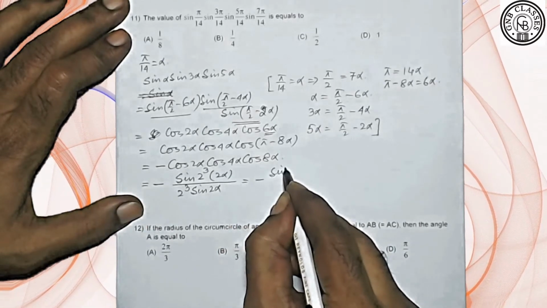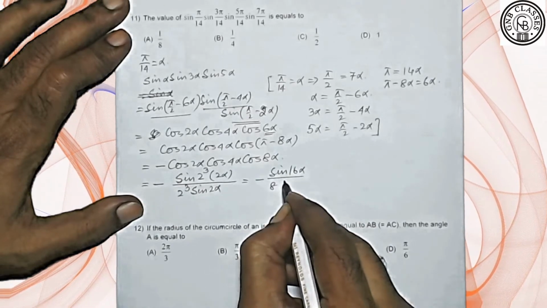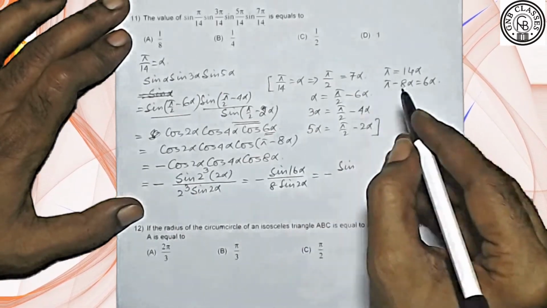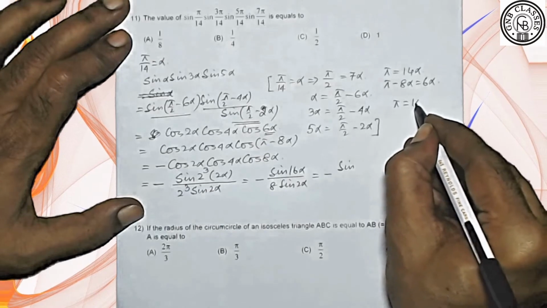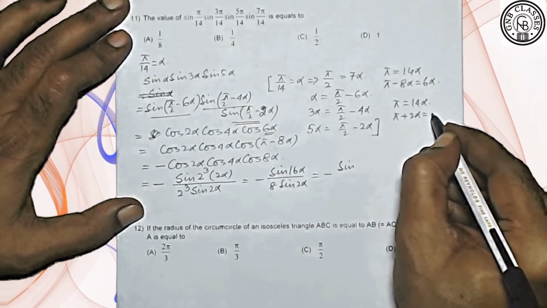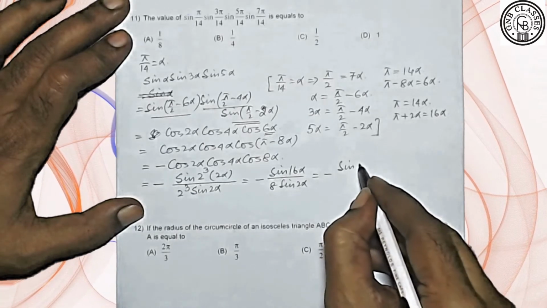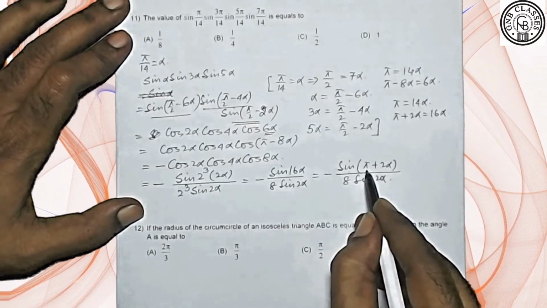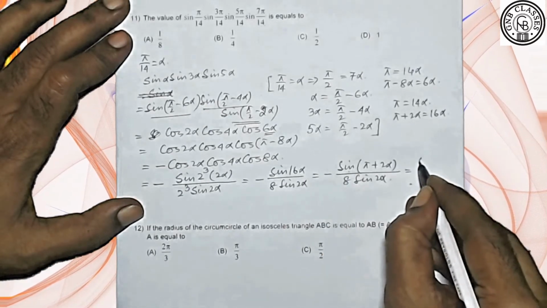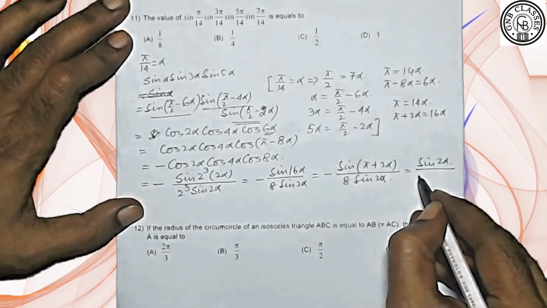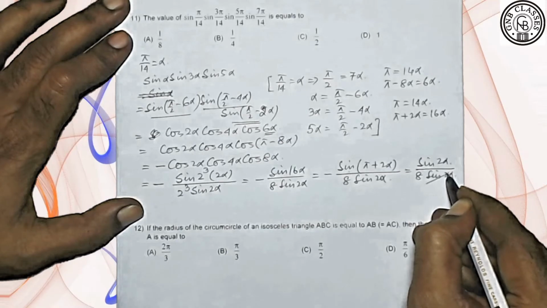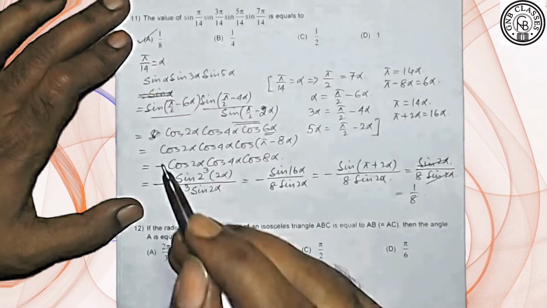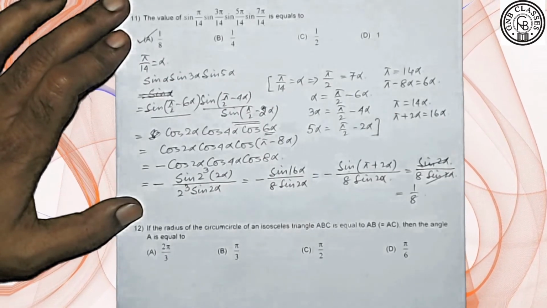Minus sine to the power 16 alpha by 8 sine 2 alpha, right? 16 alpha can be replaced by, as pi is 14 alpha, so pi plus 2 alpha is 16 alpha. So we are having, now sine 180 plus theta is minus sine theta, so it will be sine 2 alpha by 8 sine 2 alpha. Sine 2 alpha goes off, so we are left with 1 by 8. Hence option A is correct. Have you understood the problem? Okay.